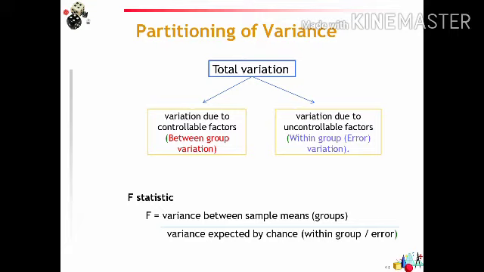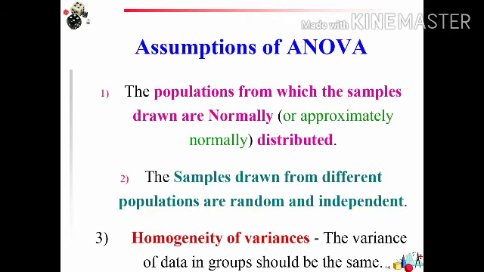So here F statistic, F equal to variance between the sample means divided by variance expected by chance, or variance within group. The important assumptions of ANOVA are: the populations from which the samples are drawn are normally distributed. Second, the samples drawn from different populations are random and independent. And third, we consider the homogeneity of variance, that is, the variance of data in groups should be the same.